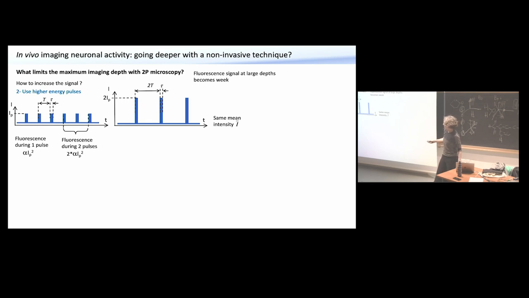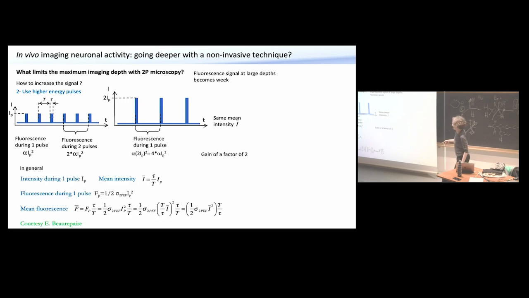Now, if we look at this interval of time, where you have 2 pulses, you get twice this number of photons, so twice alpha I_P squared. Here, on the same time, you have only 1 pulse, but it is excited with twice the intensity. So here you have alpha (2I_P) squared, so it's 4 alpha I_P squared. So you have twice the fluorescence photons that you have here. So it's a good idea to increase the intensity of the pulse and reduce the spacing between the pulses.